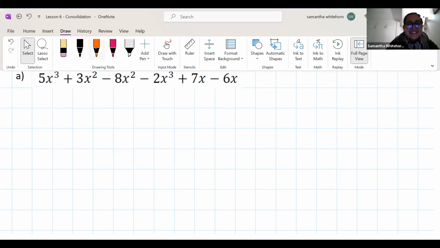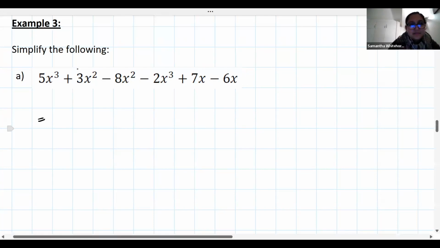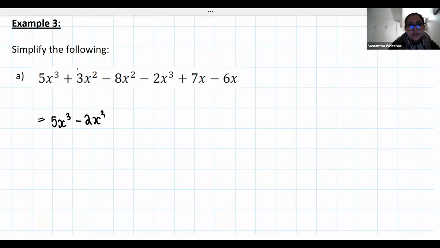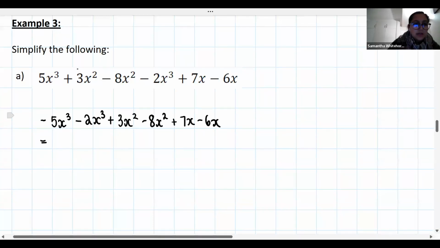Hi, ma'am. So I said 5x, I put the like terms together. I said 5x to the power of 3 minus 2x to the power of 3, plus 3x to the power of 2 minus 8x to the power of 2, plus 7x minus 6x. Excellent. Well done. So guys, exactly as Chantal said, group your like terms, or at least identify your like terms.